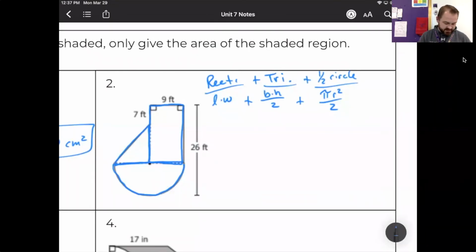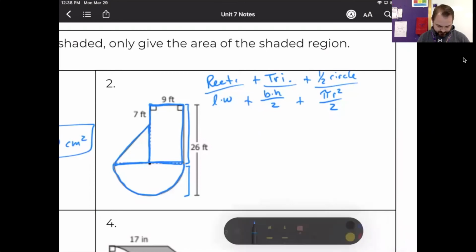I've got this clearly marked side of my rectangle is 9, so that can be the length or the width. But the other dimension from here to here, I've got to figure out. Now, the overall height is 26. You guys can easily see that. However, to find this missing piece, I need to know the bottom piece to subtract from 26. So let's look at this picture and see what we can figure out.